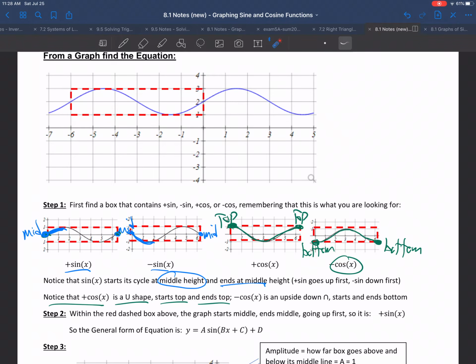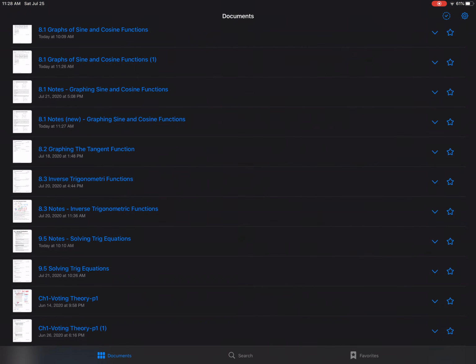Okay, with that difference, then you put a box and you identify whether you have a sine or a cosine. This one's a sine, right? Because it's starting in the middle and ending in the middle. That's why this one came out to be a sine. Then you write the general form once you've identified it. Okay, let's go back and do that.